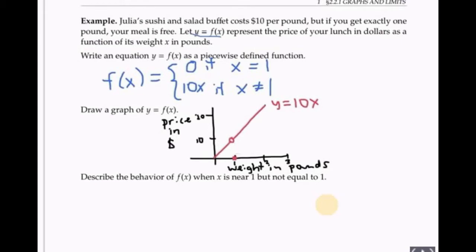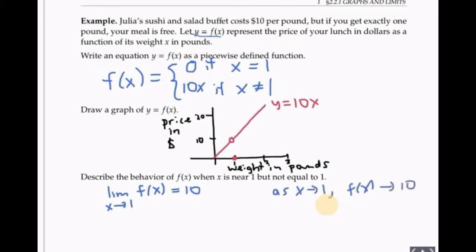Now, when x is near 1 but not equal to 1, then the f(x) values, that is the y values, are very close to 10. In the language of limits, we say that the limit as x approaches 1 of f(x) is equal to 10. More informally, we can write: as x approaches 1, f(x) approaches 10.